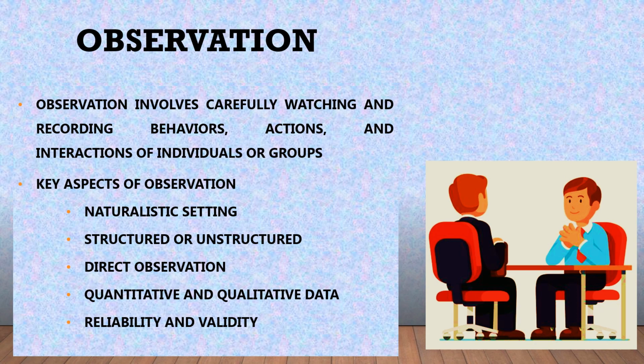Then, ensuring the reliability and validity of the observational data is crucial in behavioral analysis. Reliability refers to consistency in observation across different observers or multiple observations by the same observer. Validity refers to the accuracy and relevance of the data in measuring the intended behavior or construct. Observation in behavioral analysis is often combined with other methods such as interviews, self-report questionnaires, or experimental manipulations to gain a comprehensive understanding of the behavior.